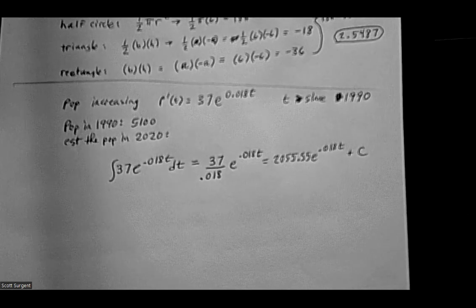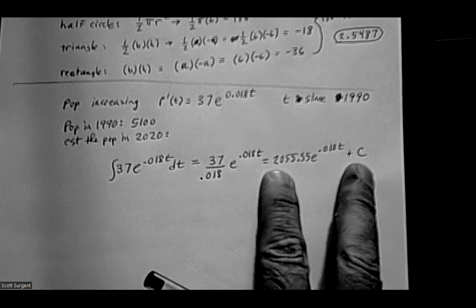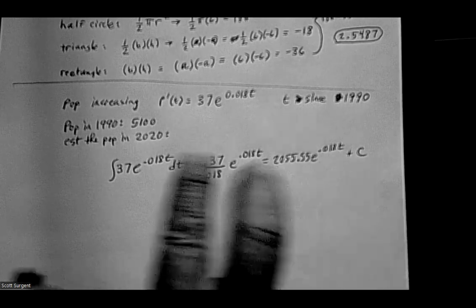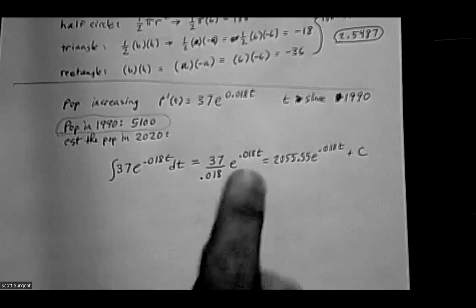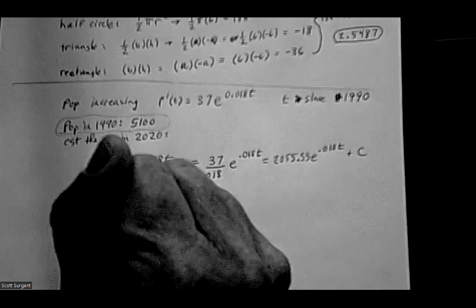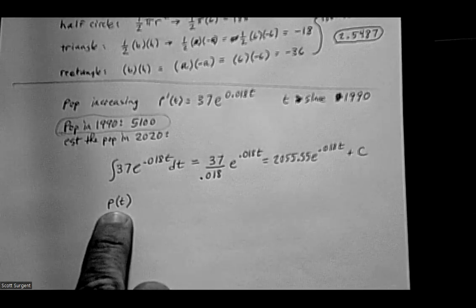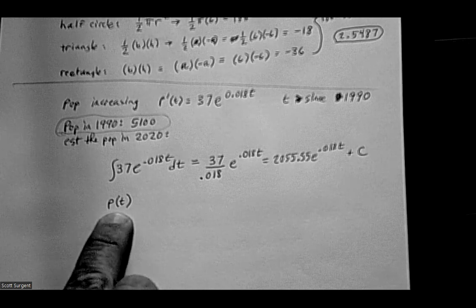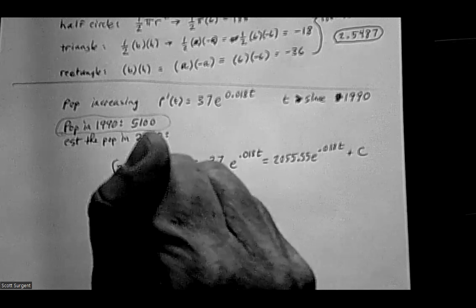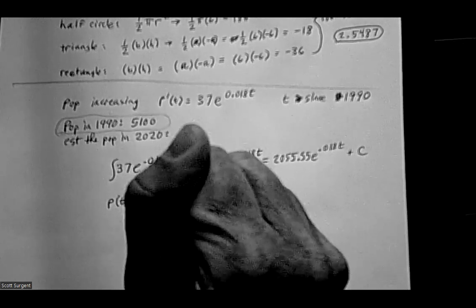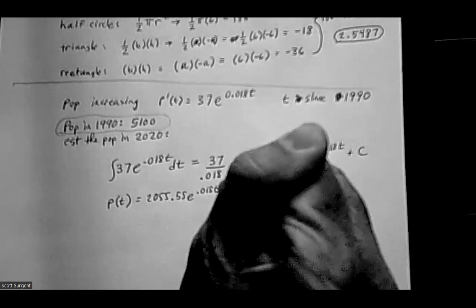Because this is an indefinite integral, there's a plus c. And that's where the initial information here comes into play. Notice that the original function is p prime. We now have a function called p of t, which is the actual population. This is the rate, this is the actual, which is 2055.55 e to the 0.018t plus c.